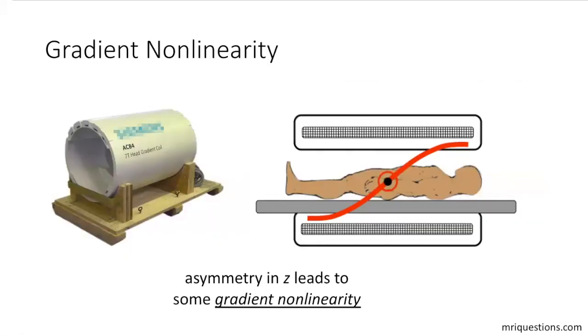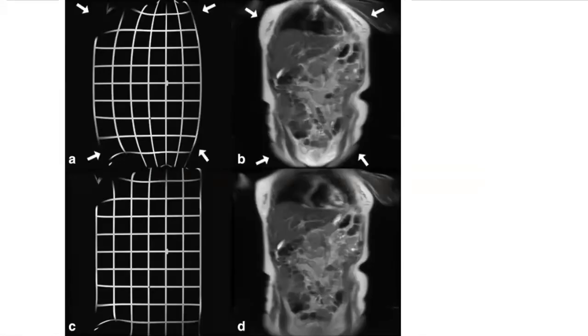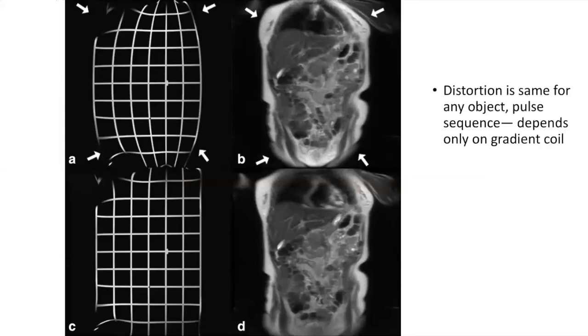Another thing I wanted to quickly mention is the concept of gradient nonlinearity. If our black dot represents the isocenter, the gradients are linear within a certain range, and then they start to fall off. So if you don't have any correction, if you look at A and B, there is this clear distortion within your image, particularly at the edges. That typically only depends on the gradient coil. It's the same for any object and the same for any pulse sequence.